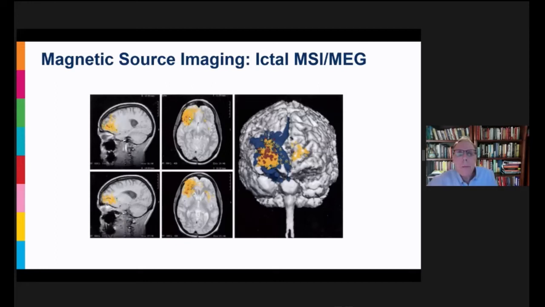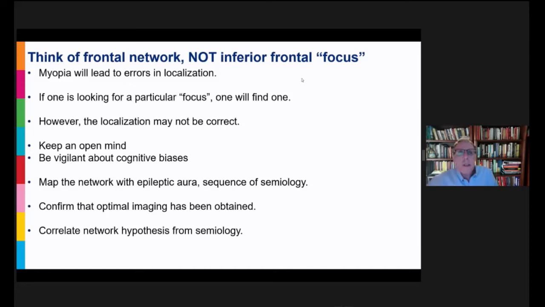So to summarize, and as was well illustrated with your case, look at the semiology in detail and ask the family questions, because sometimes the family, particularly parents, are very good at identifying subtleties that we may miss. So remember, myopia will lead to errors in localization. Always broaden your hypothesis, have a good perspective, have other people keep you accountable. Also, if one is looking for a particular focus, one will find one.